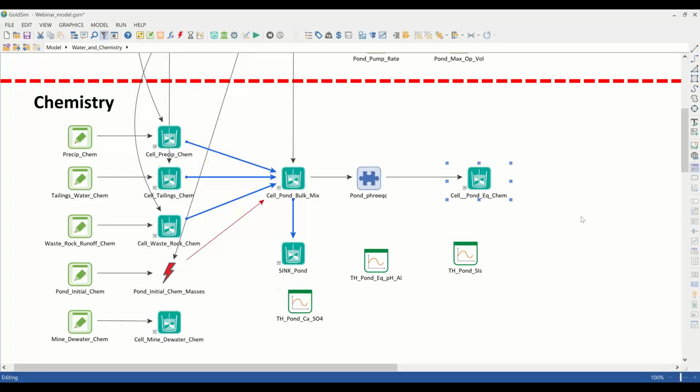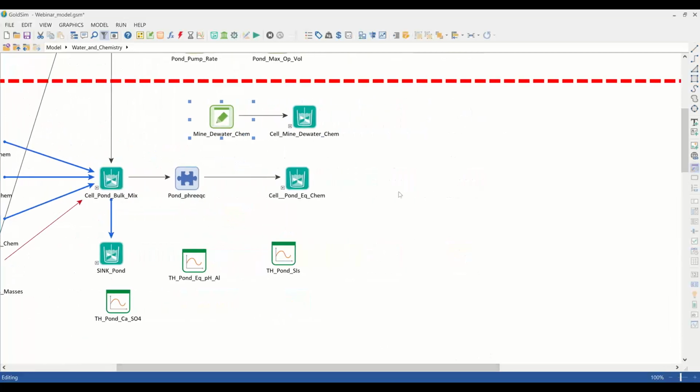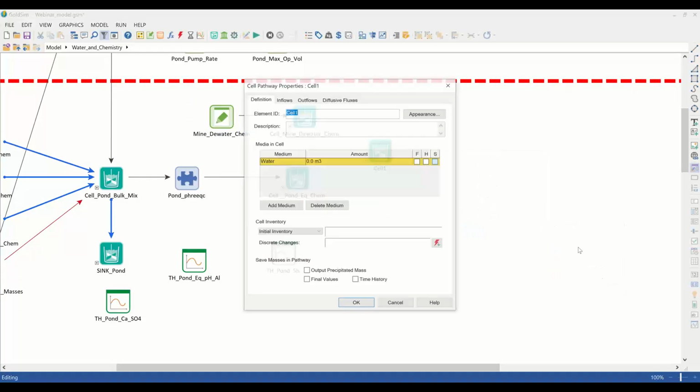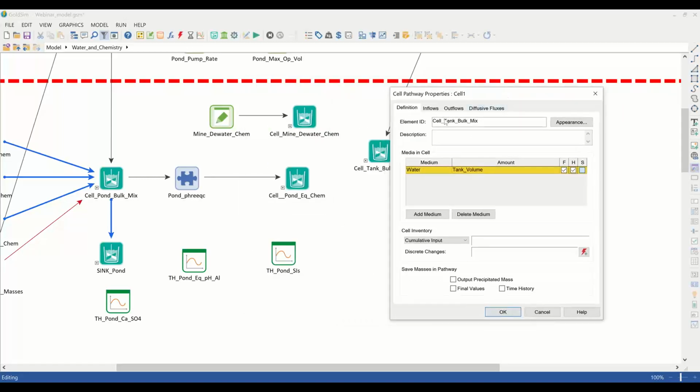So now we've got those defined, and now we want to mix that in our tank with our mine dewatering chemistry. So I'm going to move this over here just to sort of get everything in the same view. I'm going to add another cell pathway, and I'll call this the cell tank bulk mix. And in this particular case, it's going to refer to the volume of water that's in our tank. Now I'll turn on the time histories. I'll switch this to cumulative input. And now we'll have our inflows.